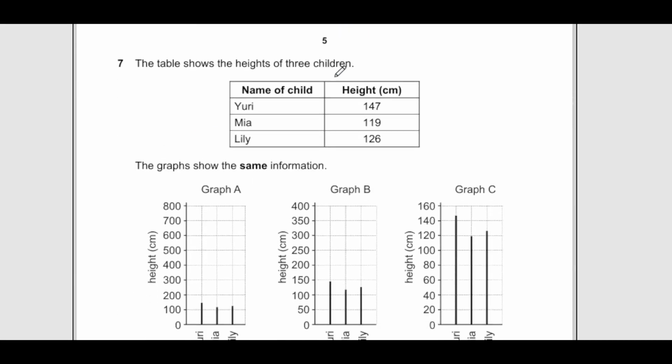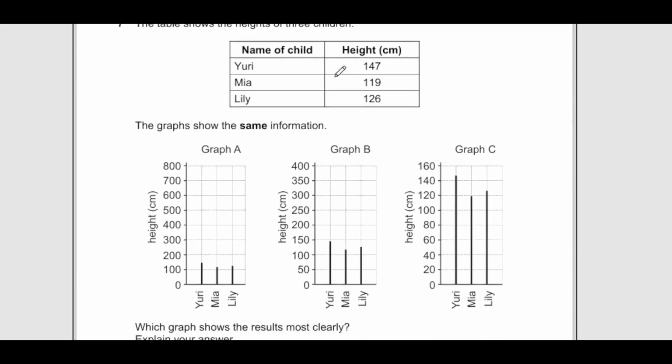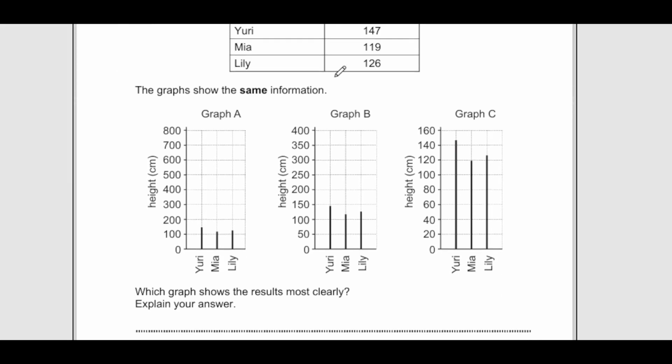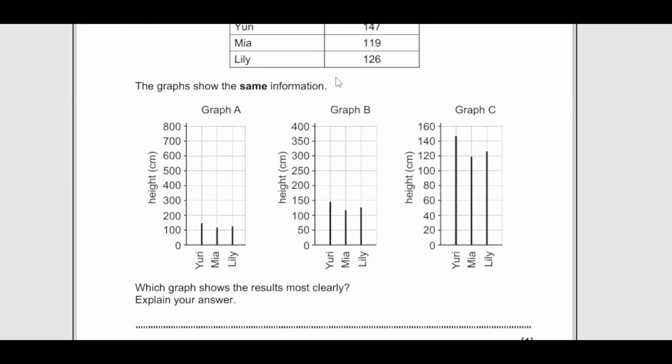Now the next question, the table shows the height of 3 children, Yuri, Mia and Lily. You can see this is the height. The graph shows the same information. So in graphs A, B, C, we have 3 different graphs here. Explain which graph shows the results most clearly.